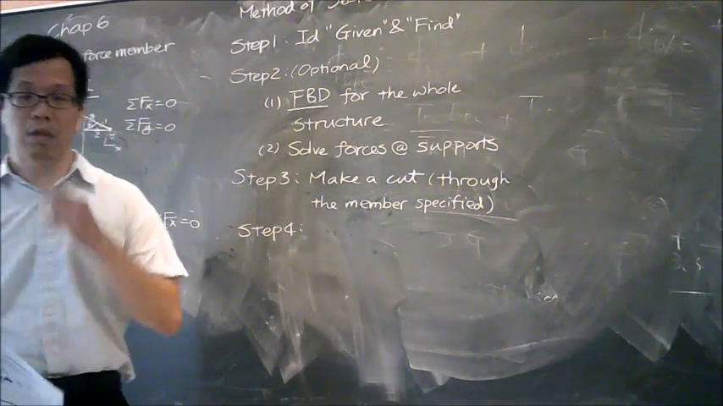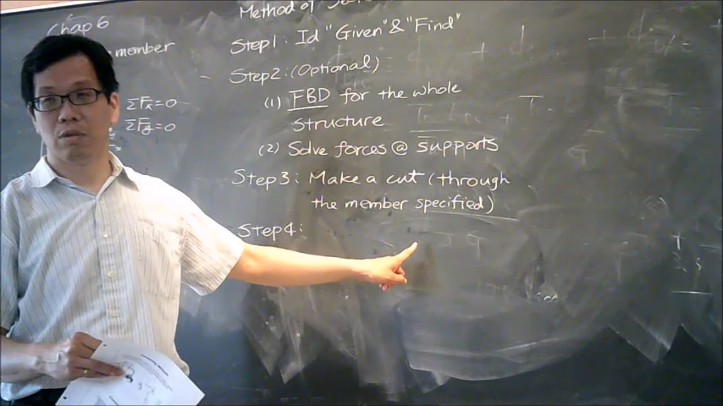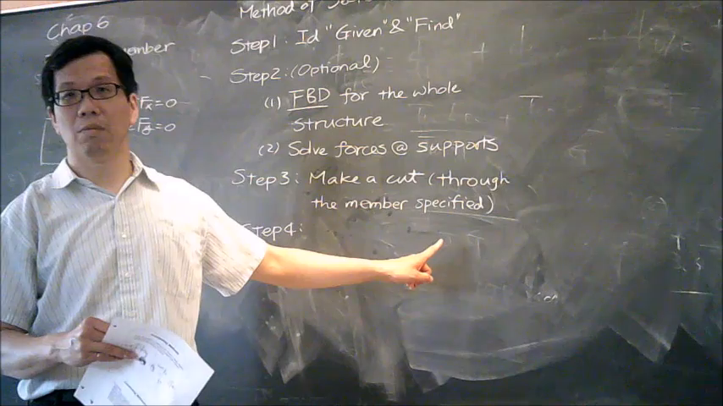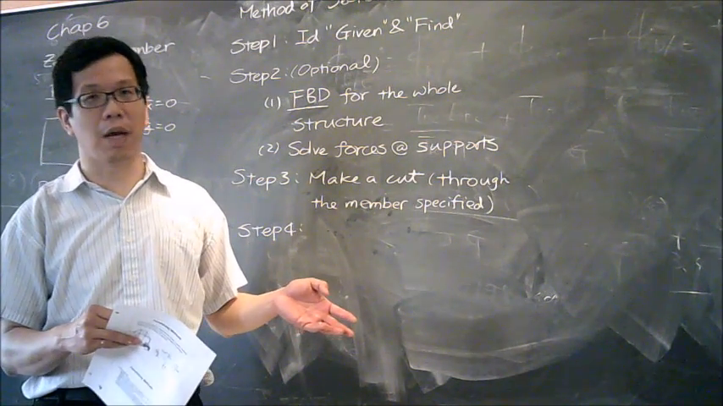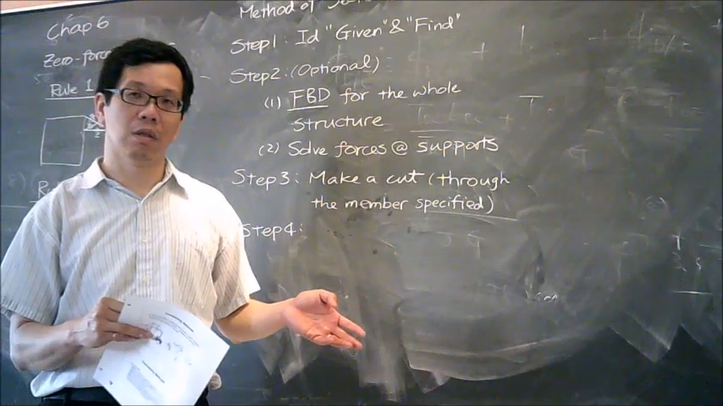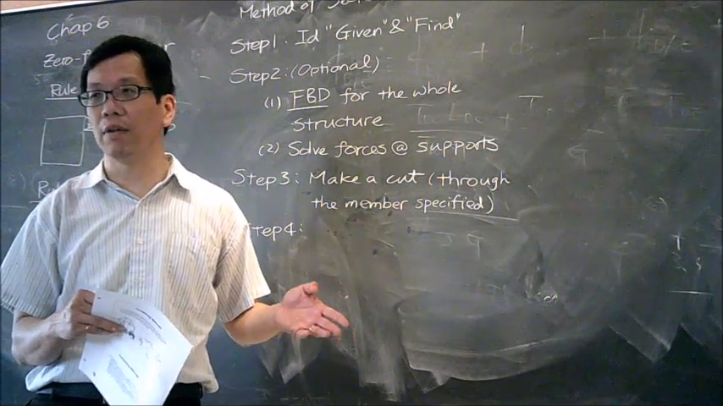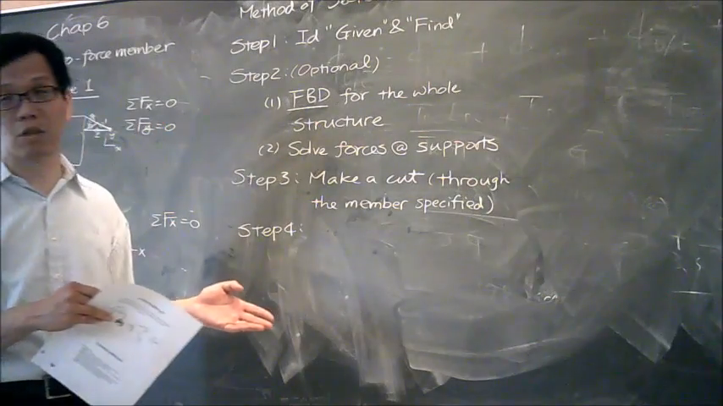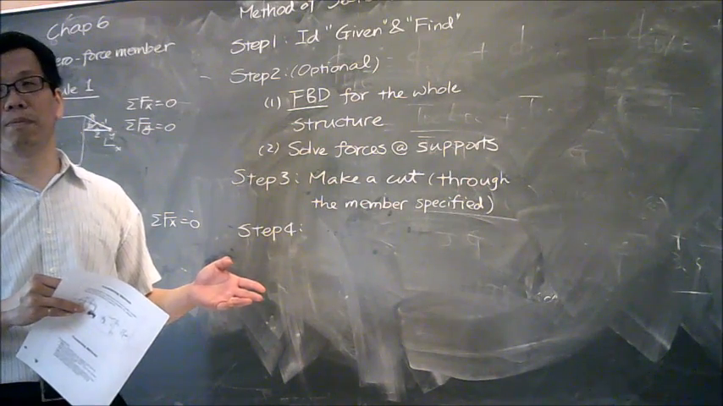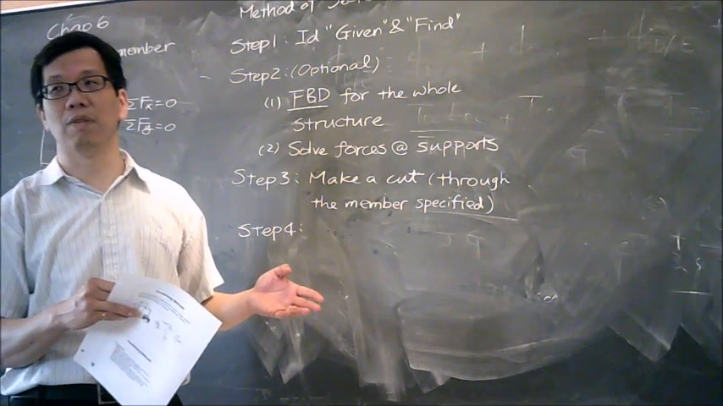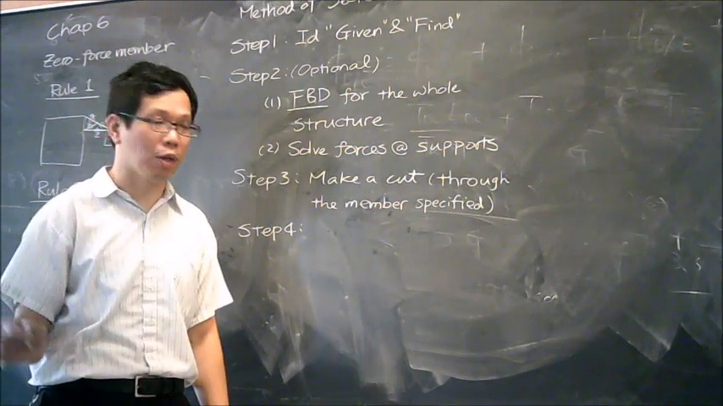But keep in mind, we would like to make a cut through as few members as possible, because if you cut through 5 members, what does that mean? It means you will have 5 variables, or 5 forces, you need to solve for, which I wouldn't say is not possible, but it's certainly going to be very, very tedious. So if possible, try to cut as few as you can.